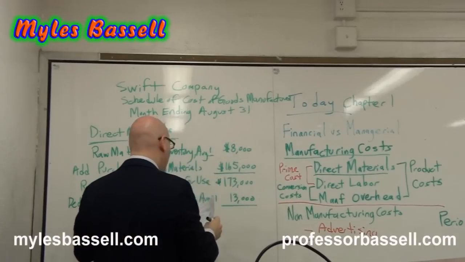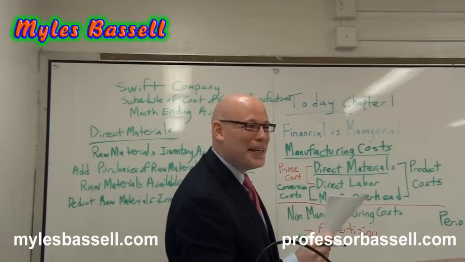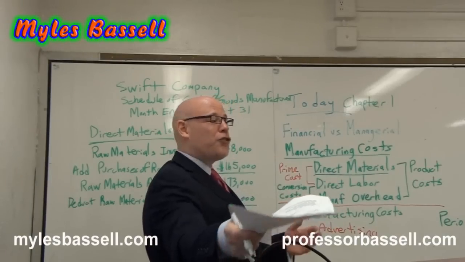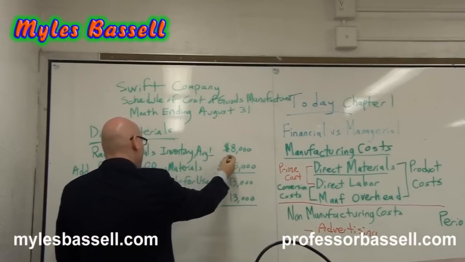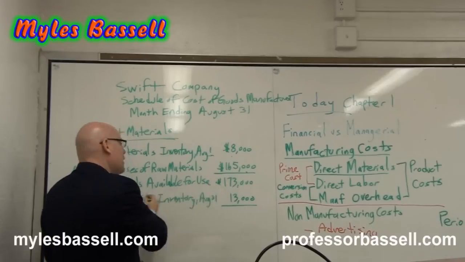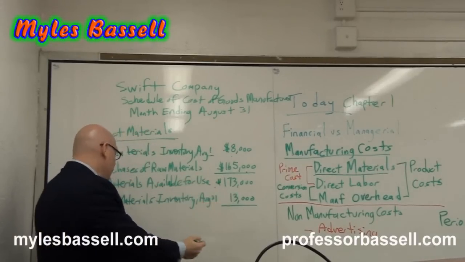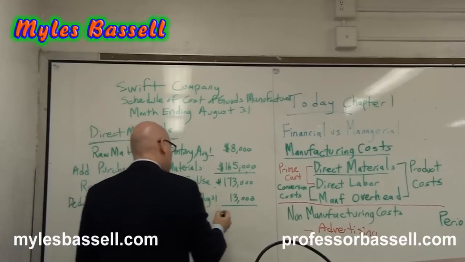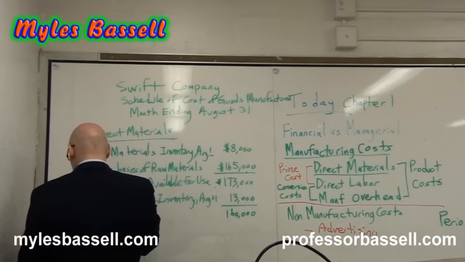Now why do we care about that? What is it that we're trying to find out? How much we spent in raw materials used? Right, how much are the raw materials we actually used? So, if we had started the month with $8,000, we bought $165,000 worth of plastic, we have, at that point, $173,000 worth of plastic available to make product. 13,000 is left at the end of the month, right? So that gives us, what, 160,000? Which is the raw materials used in production.